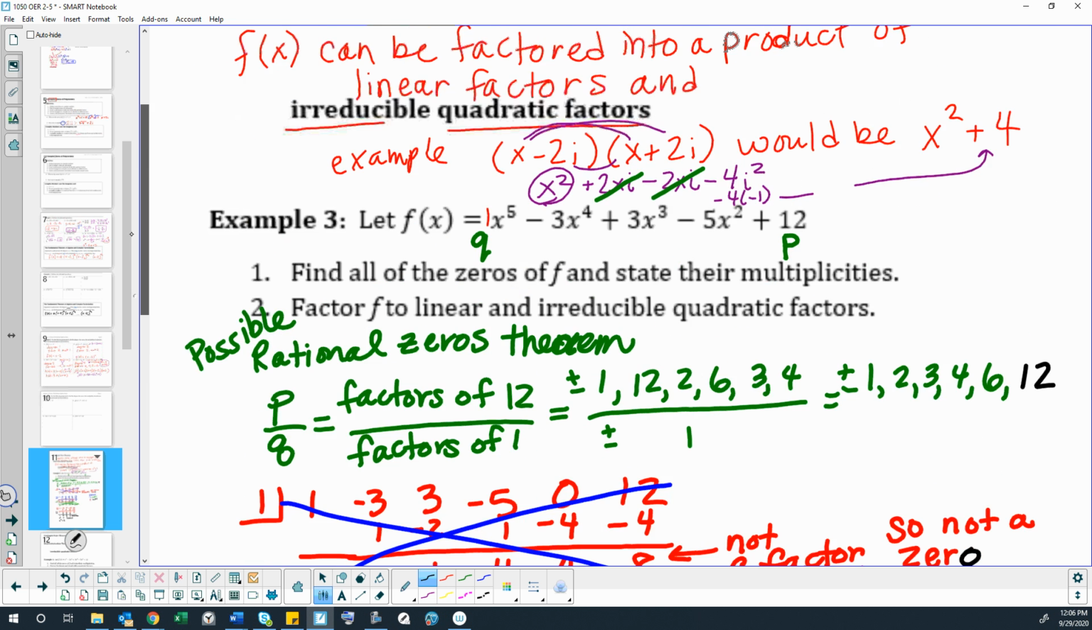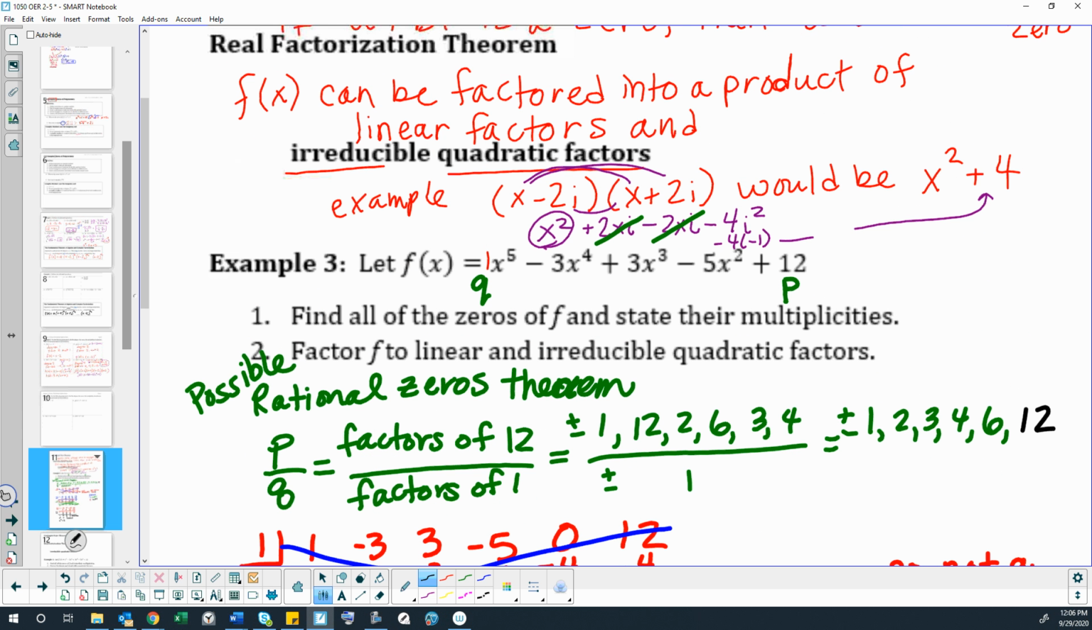I think I neglected to actually read the instructions. Find all zeros and state their multiplicities, factor f to linear and irreducible quadratic factors. See, that statement right there is how you know to not leave your factors as imaginary. You leave them real. Okay.